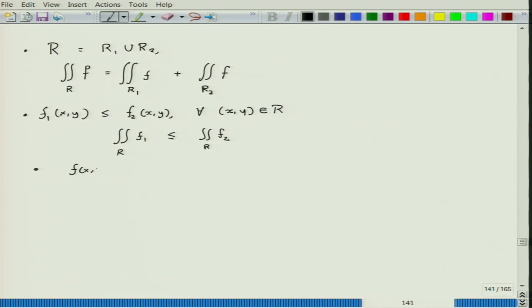f(x,y) is equal to k for all x,y in R. Please understand that this k could be negative. Then the integral of f is nothing but k times the area of R.